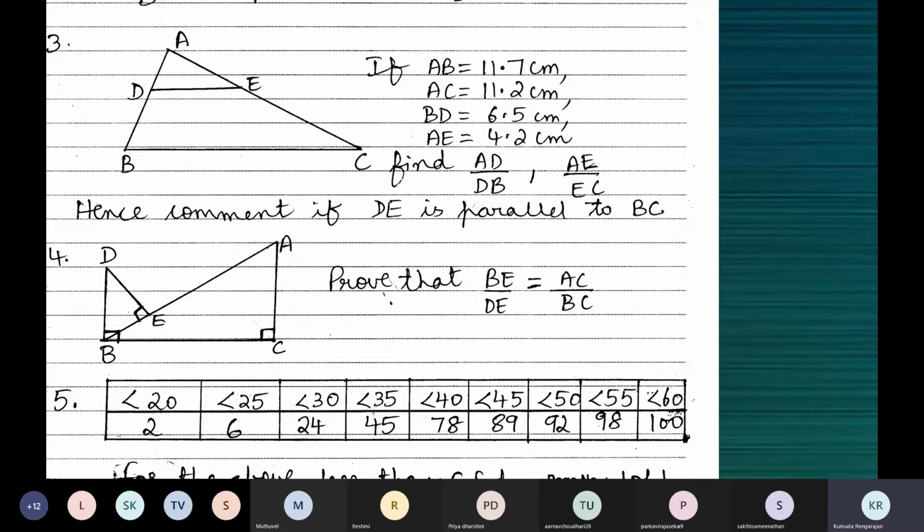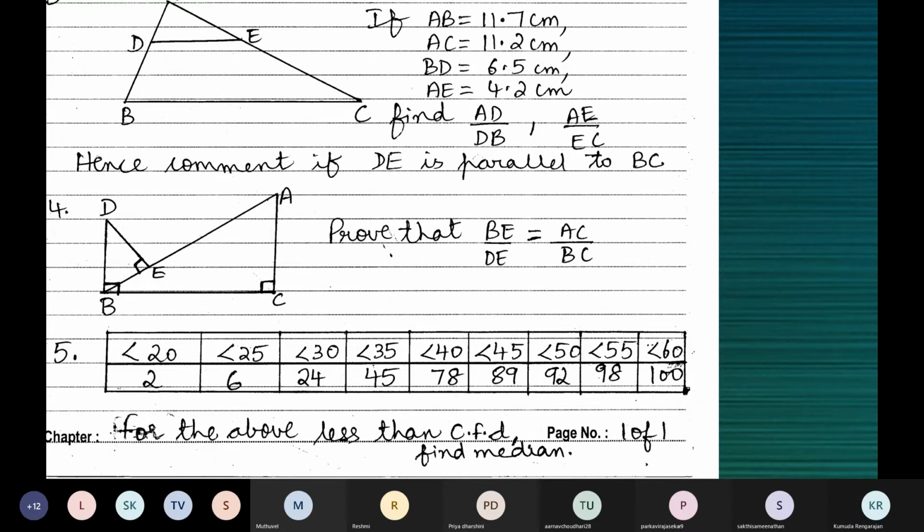Okay, children, what's the name of this distribution? It is less than cumulative frequency distribution, ma'am. Very good. I think that's Priyadarshini. This one is a less than cumulative frequency distribution. It's not a plain frequency distribution. Please try this.